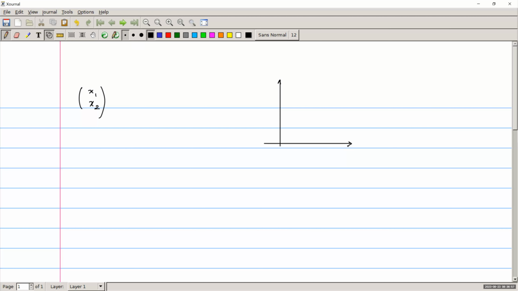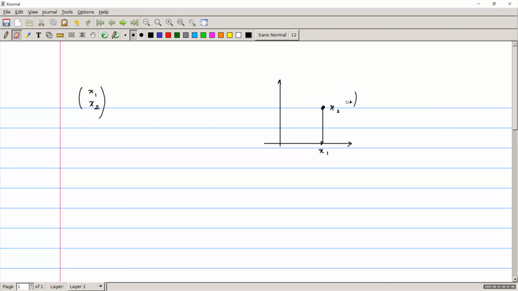I'm just calling it the first axis, not the x-axis anymore. The units are not so important right now. I move x1 units along the first coordinate, and then I move x2 units along the second coordinate. The point I end up with, that's the point x1, x2.